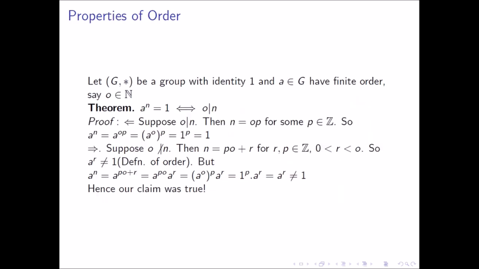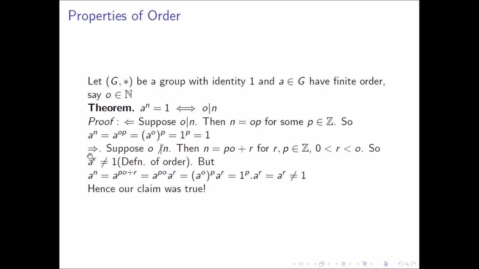Let G be a group, 1 be the identity, and a be an element of finite order, say o. Then a power n is equal to 1, that is, a power n becomes the identity, if and only if the order of a divides n. So let us look at the proof over here. We have used the properties of power. So this first part is pretty clear, I hope, and let's look at the second part now.